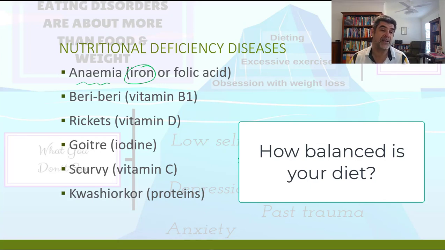Vitamin B1 has been linked to a disease known as beriberi, vitamin D with rickets, iodine with goiter, vitamin C with scurvy, and I'll give you a quick look at vitamin C as part of the focus of this particular video, and kwashiorkor, which is a protein deficiency. And this is by no means an exhaustive list, just a couple of examples of where specific substances that are not present or are in too low a quantity in our diets can lead to diseases or disorders.